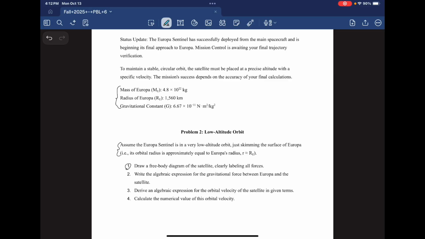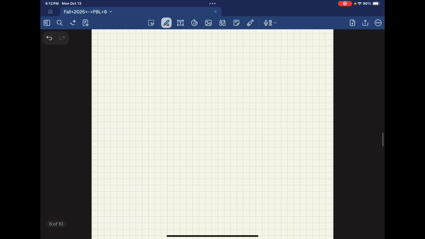And the first question asks us to draw a free body diagram of the satellite, clearly labeling all forces. So down here we can draw Europa first.